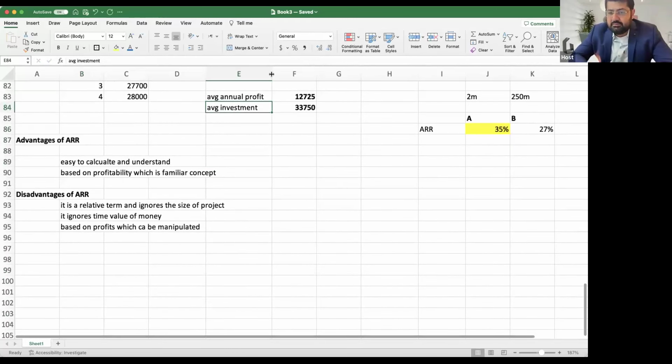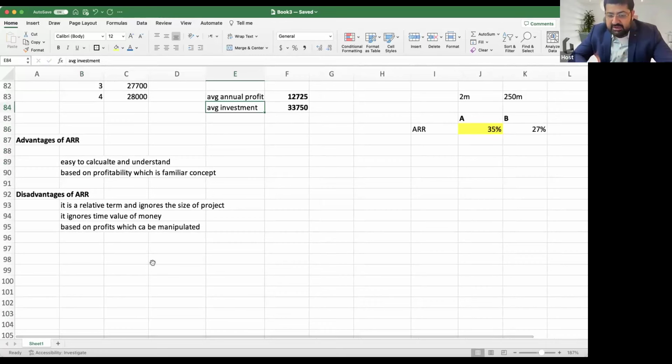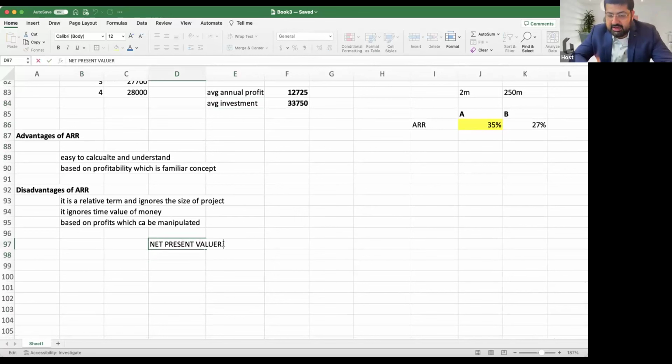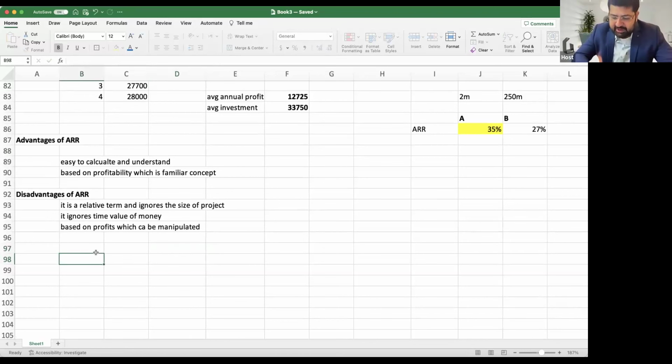Now, the next point after accounting rate of return is done is net present value, NPV. Sorry, before that, just a minute. We have to go to the payback period. Yes, we have not done that. Payback period method of investment appraisal.